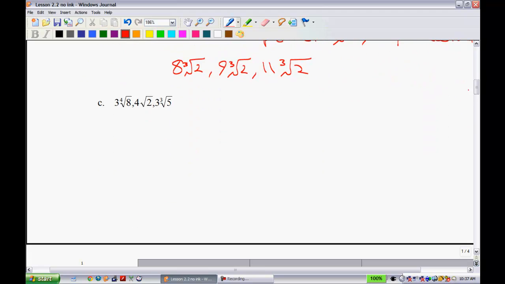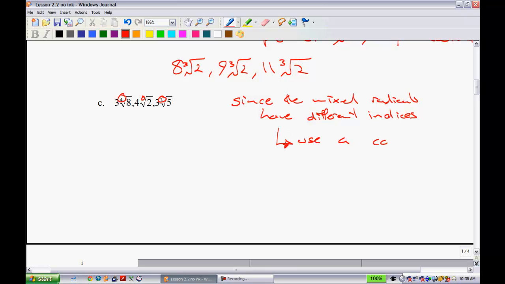Okay. And C. C is kind of the best of both worlds. It combines a little bit of everything. We have something raised to the fourth root, something to the square root, and something to the cube root. Well, this one's a little bit nasty because they're all different roots. If you ever get one like this, this would be one where I know I told you that you might not have been able to use a calculator for example 1. You would be able to use a calculator for this one. So since the mixed radicals have different indices, the indexes there, and there, you use a calculator.